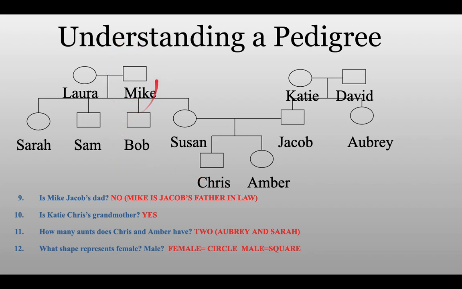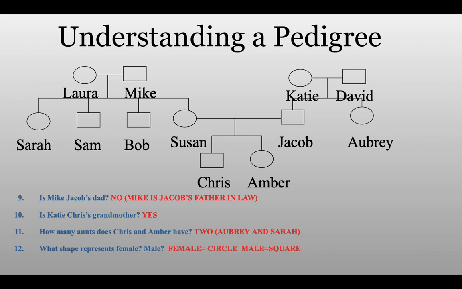So Mike is not Jacob's dad. David is Jacob's dad. Mike is Jacob's father-in-law. Katie is Chris's grandma. Chris's other grandma is Laura. Chris and Amber have 2 aunts, Sarah and Aubrey are their aunts. And a female is represented by a circle, and a male is represented by a square.